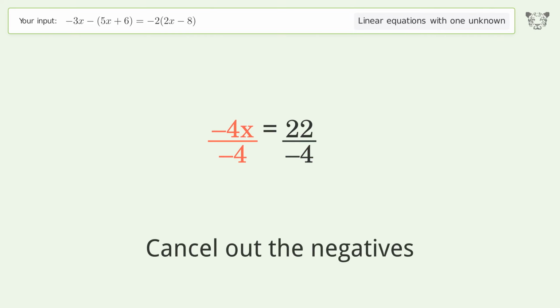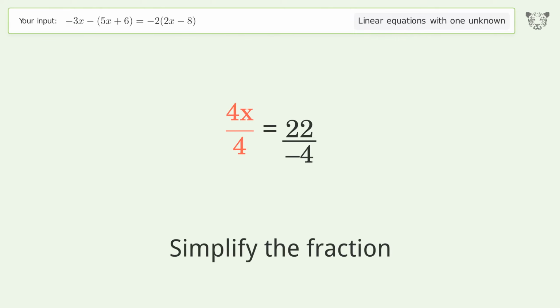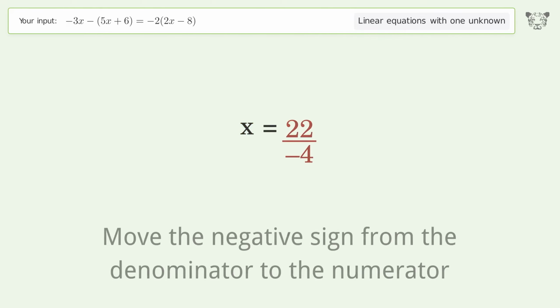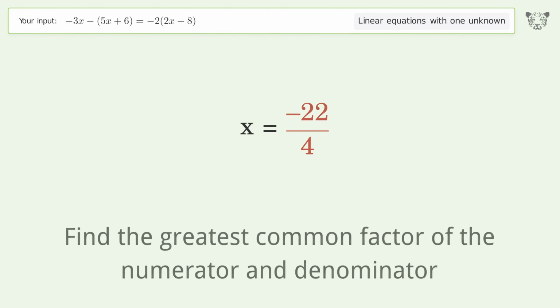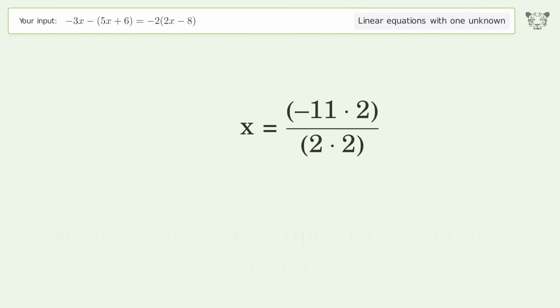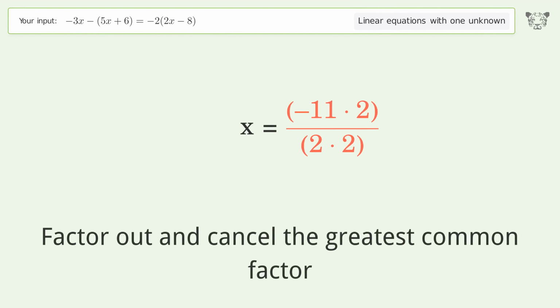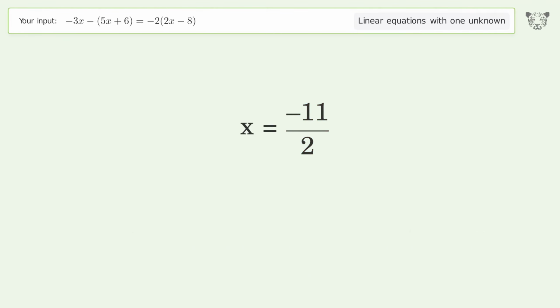Cancel out the negatives. Simplify the fraction. Move the negative sign from the denominator to the numerator. Find the greatest common factor of the numerator and denominator. Factor out and cancel the greatest common factor. And so the final result is x equals -11/2.